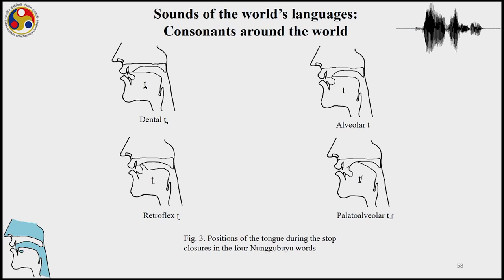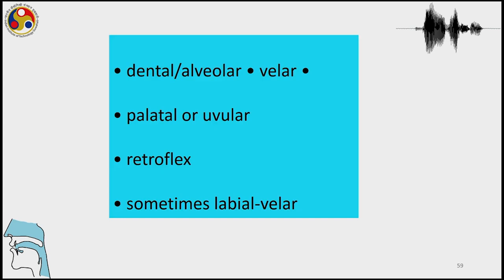Again, a language can have four different ways in which coronals can contrast, that is a dental T, an alveolar T, a retroflex T and a palato-alveolar CH. These are the common contrasts that we see in languages. It is not very common to have both a dental and an alveolar contrast, but that is also seen, as we saw in examples.